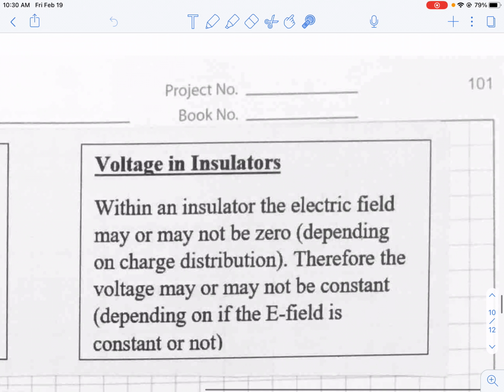In an insulator, though, you can have an electric field. And the voltage might be constant or it might not. That depends on whether the electric field is even there, or whether the electric field is constant or not, or anything else.